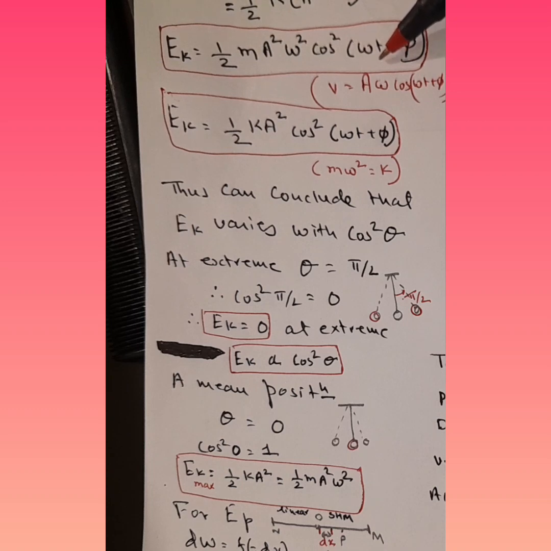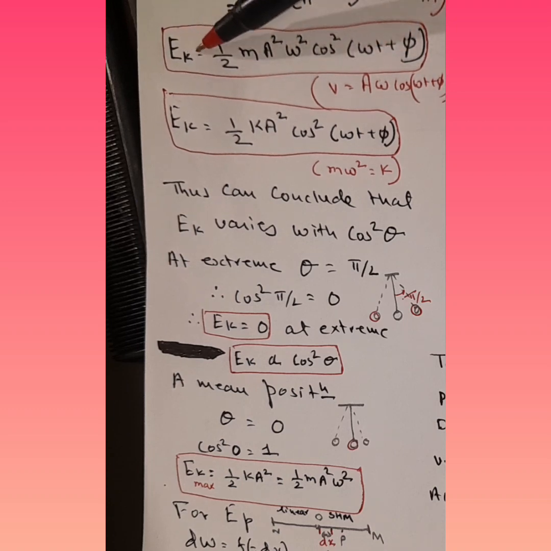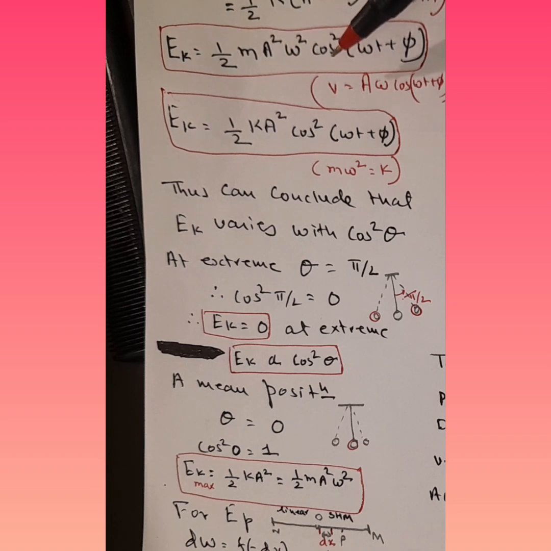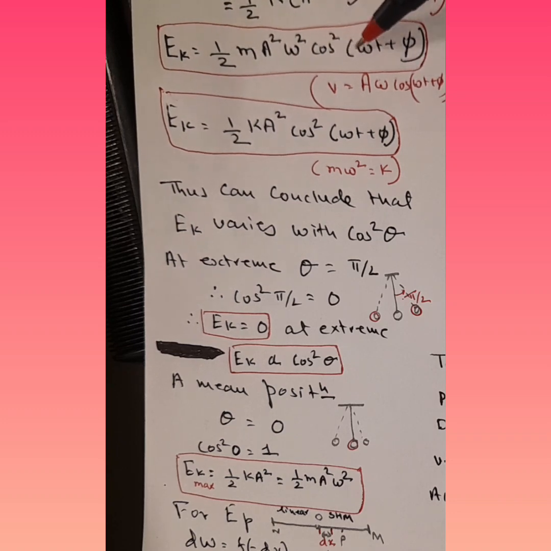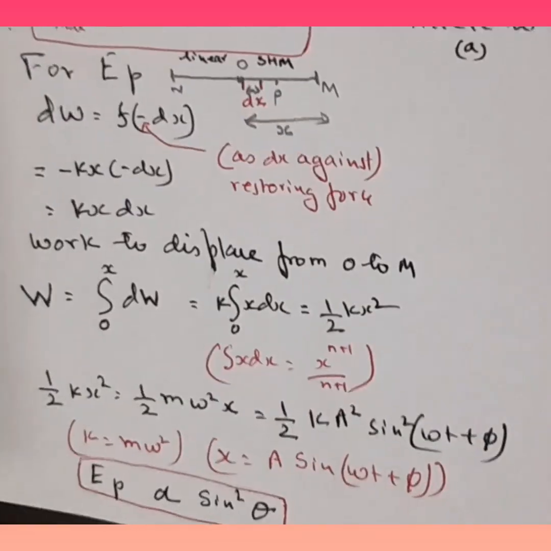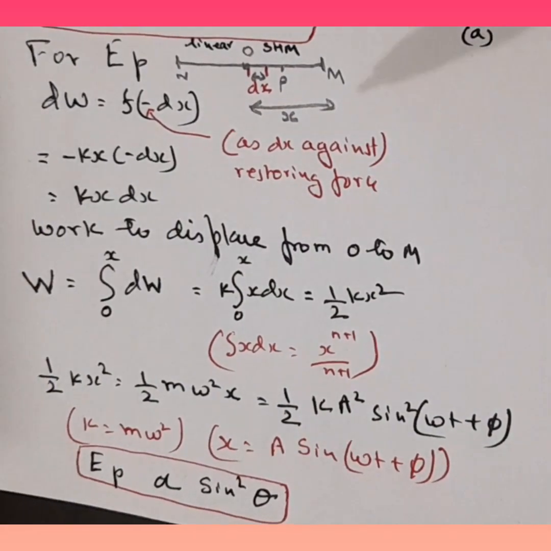This formula is applicable for finding kinetic energy at any position of simple harmonic motion of a pendulum. These two formulas. Now let's proceed towards potential energy. Now for potential energy, let's assume that the simple harmonic motion is linear motion. So it has to travel from here to here, which is x, but to get better results, we have to find it in terms of small displacement dx and then integrate it from 0 to x. Alright, so let's see how we do it.